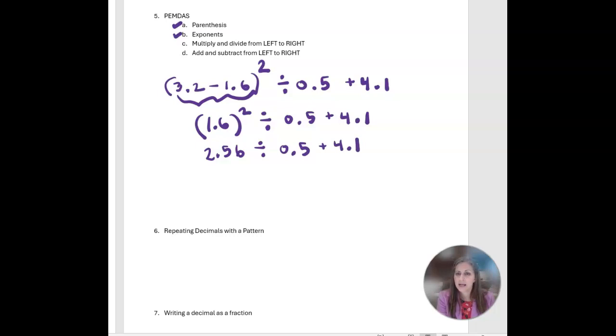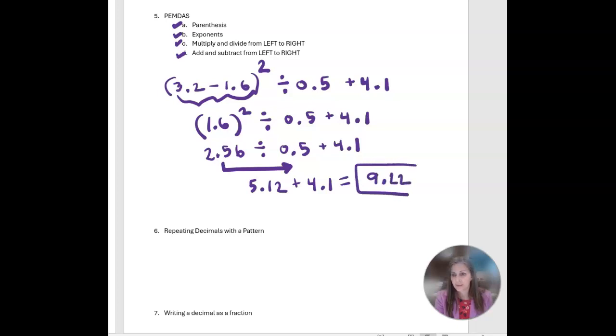Okay, next it says multiply or divide from left to right. So we just go from left to right. We do have division right here. So it's 2.56 divided by 0.5, which is 5.12. And then the only other thing I have possibly left to do is to add. So 5.12 plus 4.1 is 9.22. It didn't specify how to round because I just made that problem up. So 5 plus 4 is 9, and 0.1 plus 0.12 is 0.22.